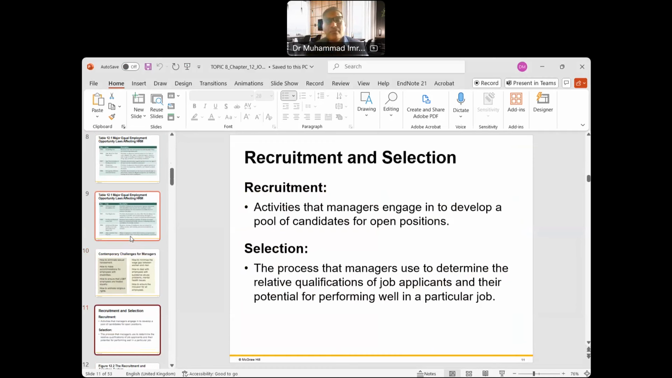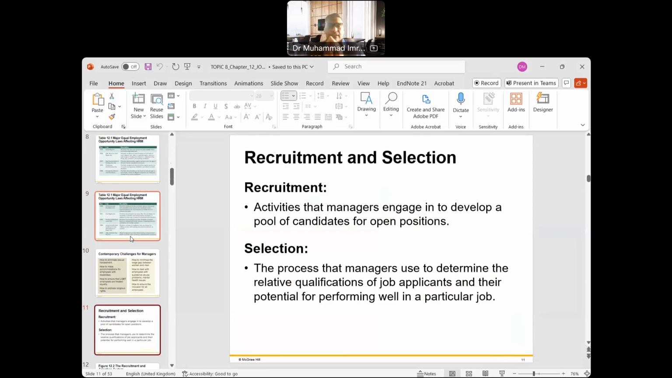Recruitment: the activity that managers engage in to develop a pool of candidates for open positions. Yes, they are going to hire new employees. So it's called recruitment. They will find or set a pool of candidates. Now is the first selection: how they will select for those empty positions.